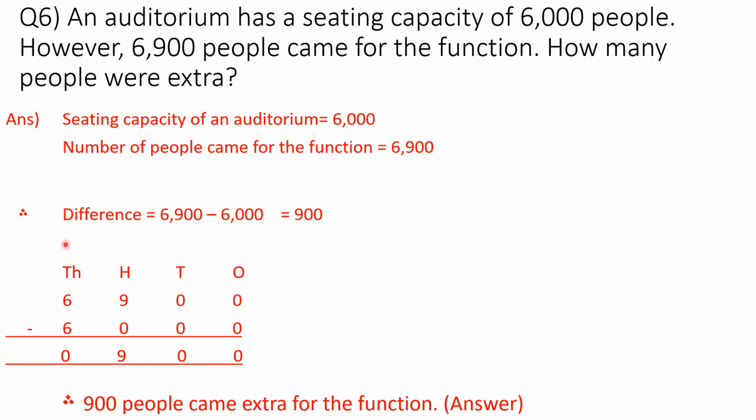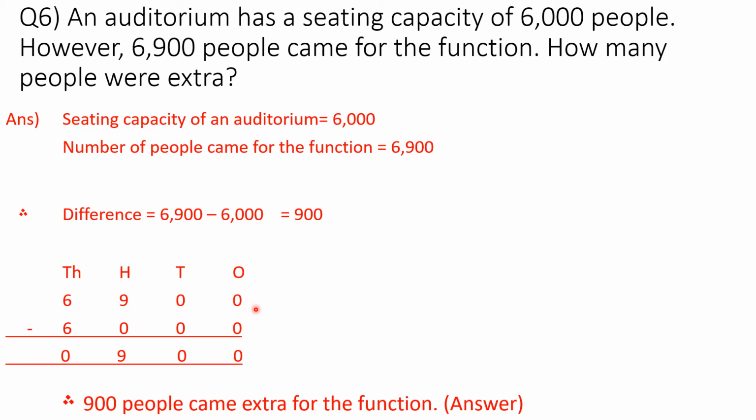Now what is the difference? So we are doing here subtraction. How many people came? 6,900, and sitting capacity was only 6,000. So we are doing here subtraction. 6,900 minus 6,000. You do here subtraction, children, because you need to show the subtraction. So we will make here 4 columns, ones, tens, hundreds and thousands, and we are writing 6,900 first and then we are writing 6,000. Now start subtraction.